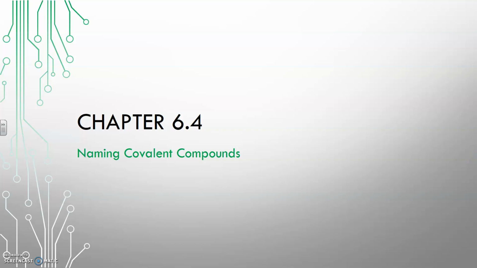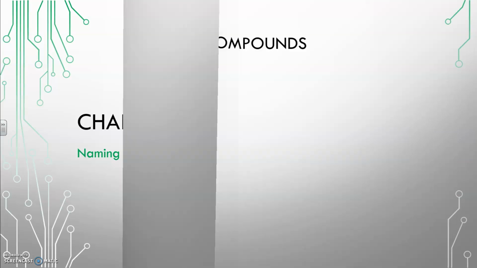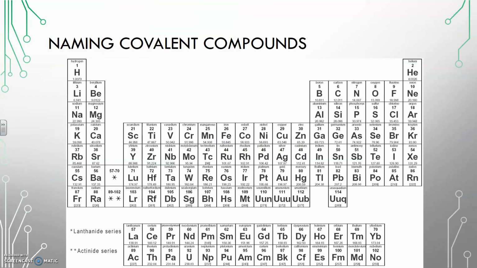For the final section of this chapter, we're going to talk about naming covalent compounds. So we already talked about the ionic side, and now we're going to talk about covalent. Okay, so when you're naming covalent compounds, first thing is to recognize them. Now again, whenever we're working on these, I will separate them out so you know which naming system to use.